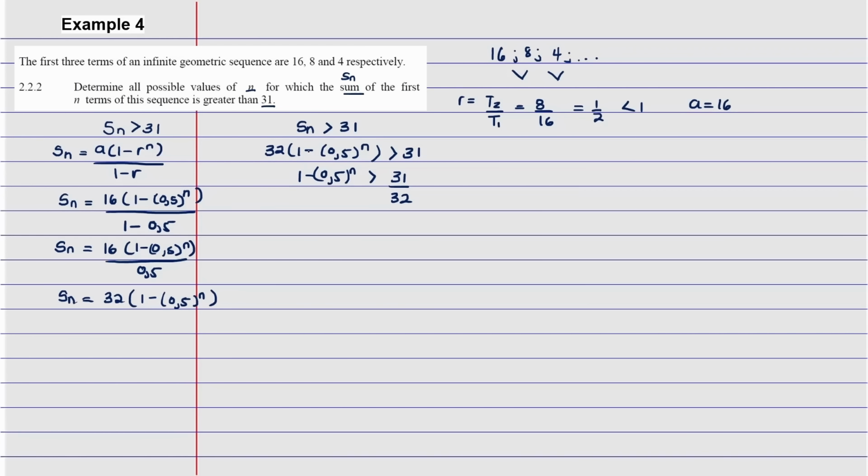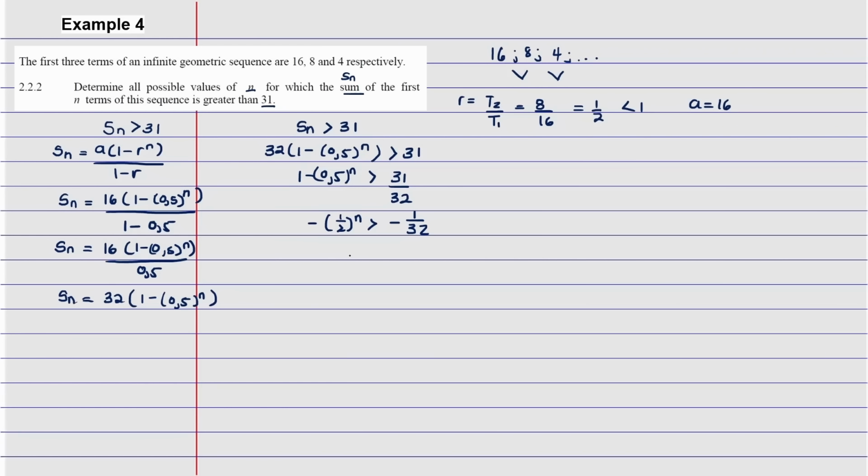Now take the 1 to the other side, so it's negative. I'll write 0.5 as 1 over 2 here. So negative (1 over 2) to the power n is greater than 31 divided by 32 minus 1, which gives negative 1 divided by 32. Since both sides are negative, I'm going to divide both sides by a negative.